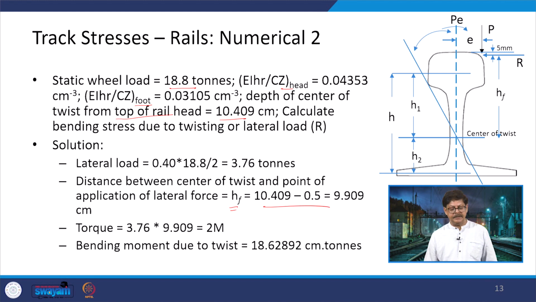We have to calculate the bending stress due to twisting or the lateral load R. So, the lateral load is here again 40% of what is coming on the one wheel side. So, if you have taken 18.8 divided by 2 into 0.4, so 3.76. So, the torque is 3.76 into 9.909. So, we got a value and this value is nothing but 2 times of M. So, the bending moment which we are getting is 18.62892 centimeter tons.